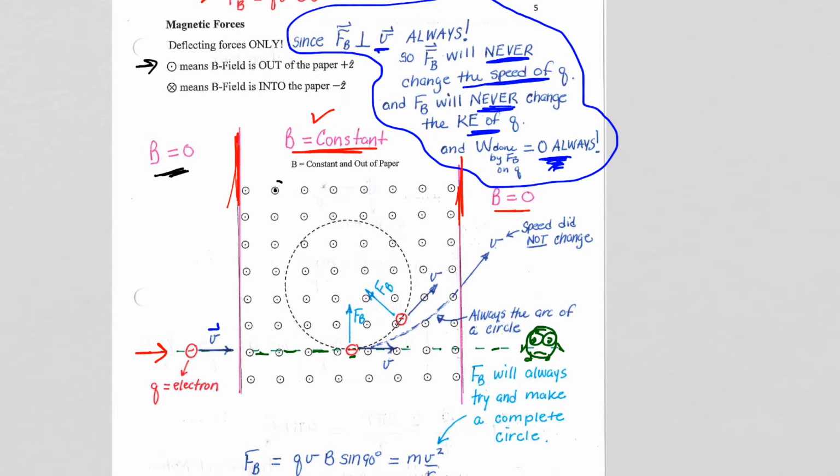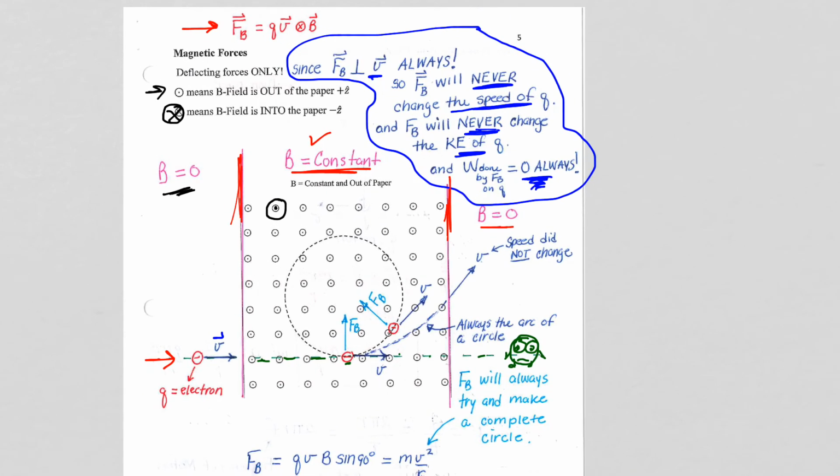Remember our arrows, our archery arrows: points coming at us means it's out of the paper, and of course if we see the feathers of the arrow going into the paper, it's going away from us. So in this case, the B field is coming straight at us. We are going to do QV cross B. We are going to pretend that the Q is a positive Q and do our cross product, and then reverse our thumb because it's a negatively charged particle.